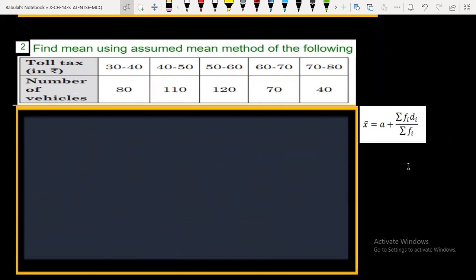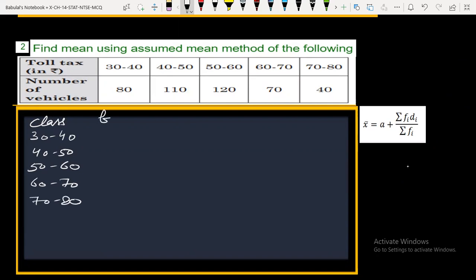ओके, now the same process, the same question, लेकिन हम इसमें assumed mean को चेंज करके देख रहे हैं. Class, that is 30 to 40, 40 to 50, 50 to 60, 60 to 70, 70 to 80. सारे कॉलम पहले से ही बना लें.